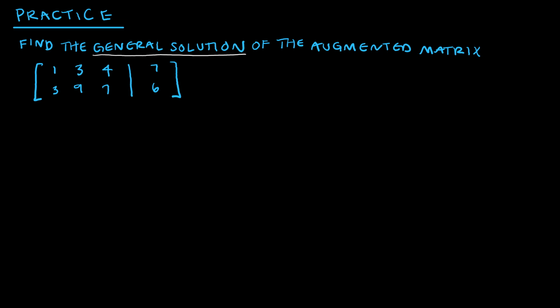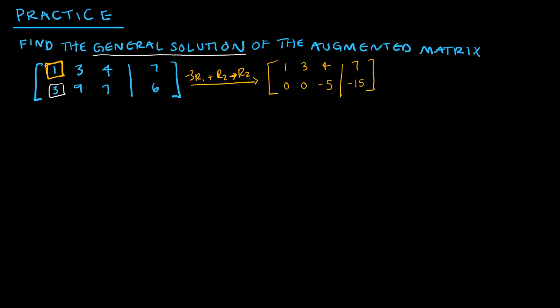The first thing I would do, as always, is to try to turn any values below my pivot, and obviously this is a pivot, anything below that needs to be a 0. How do I make it a 0? Well, I can take negative 3 times row 1 plus row 2 to be my new row 2. That was a really bad arrow, but you get the idea. So this is still 1, 3, 4, 7. Row 2 is now 0 and 0 and negative 5 and negative 15.